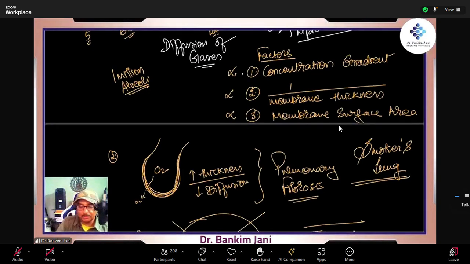So we saw the concentration gradient, the membrane thickness and the membrane surface area. These are the three things. Still more to come.